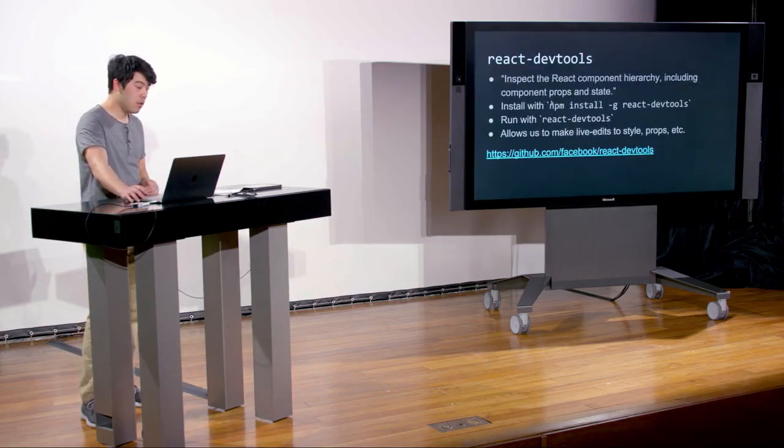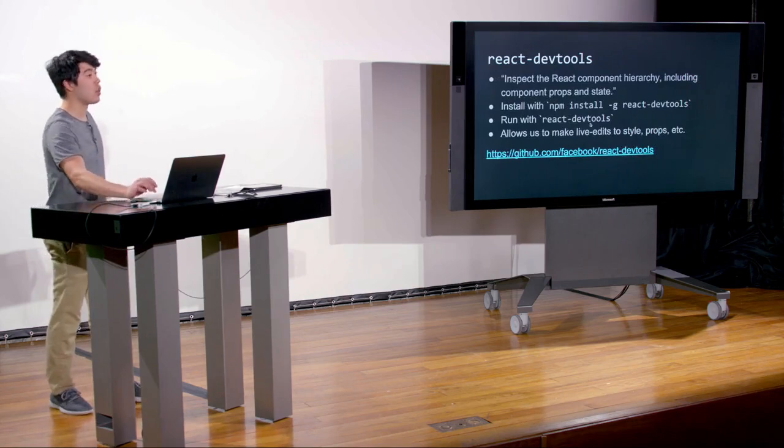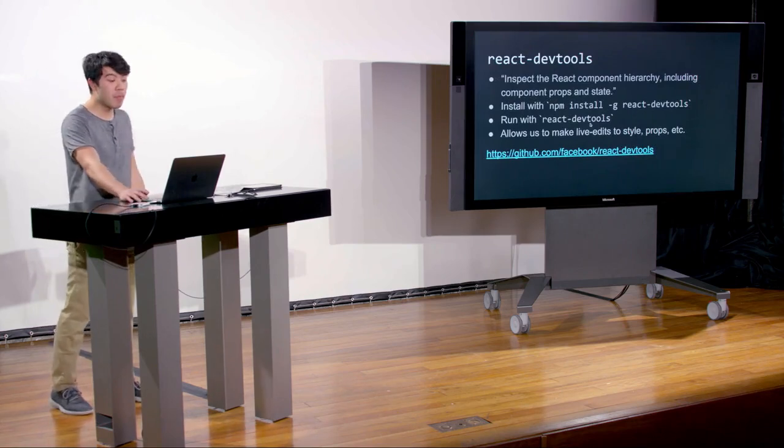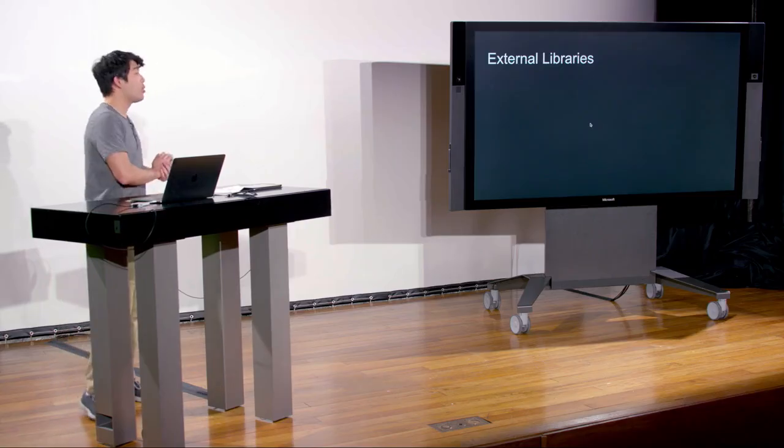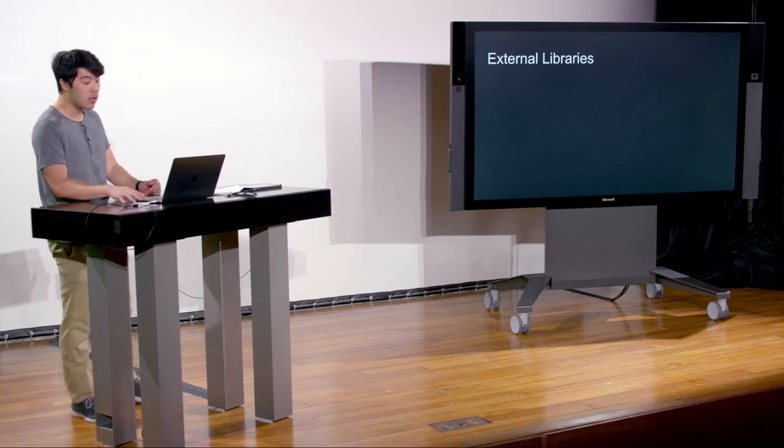So external libraries. How did we get React DevTools onto our computer? Well, we use this thing called npm. And React DevTools is actually just an external library, external code that we're bringing into our own project. So libraries are code written outside the context of your project that you can bring into your own project. These can be written by you, they can be written by other people, or by companies, or anybody really.